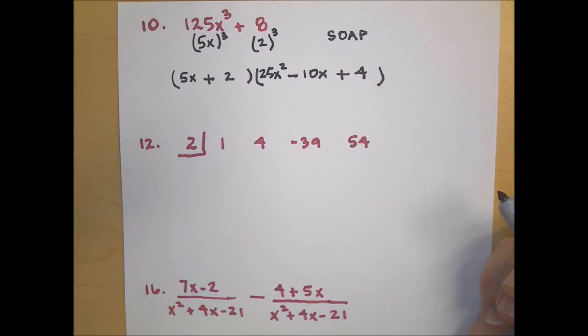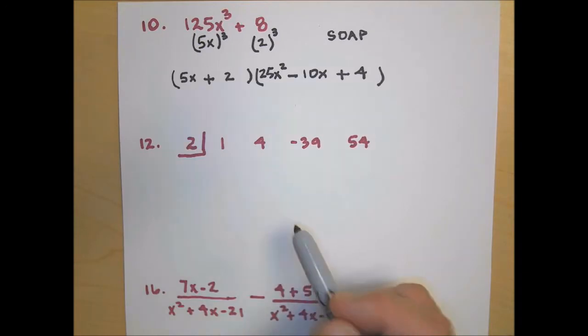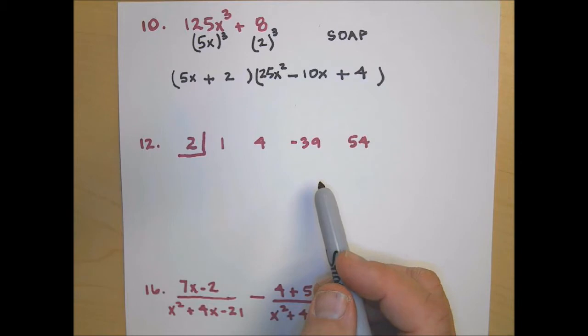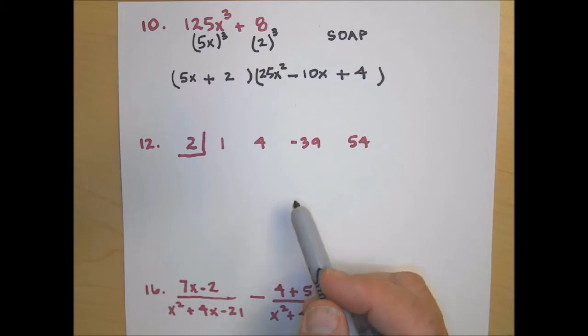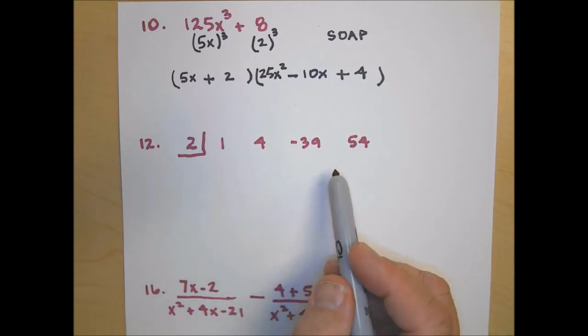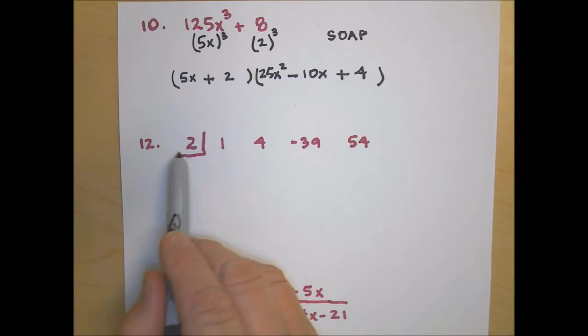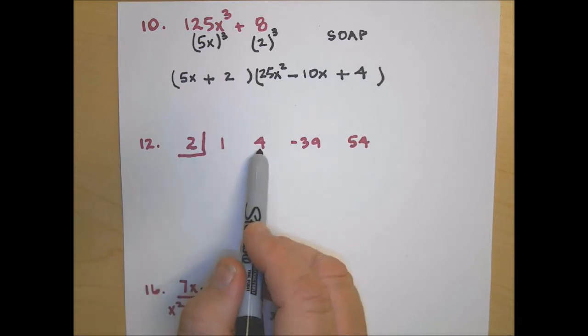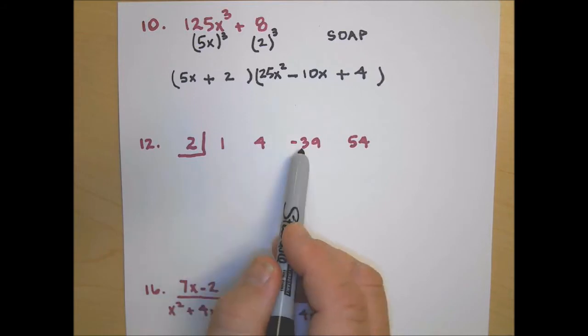Okay, problem number 12: we want to factor the problem they gave us, knowing that 2 is one of the zeros of the function. Long story short, we're going to use synthetic division. So, there's my 2, and then here are the coefficients of the 4-term polynomial.